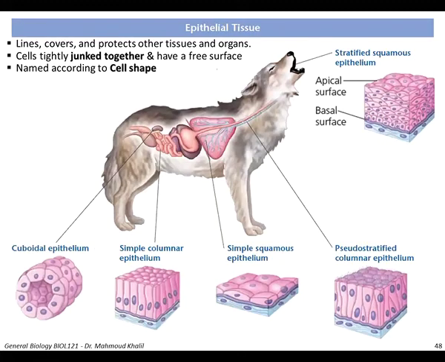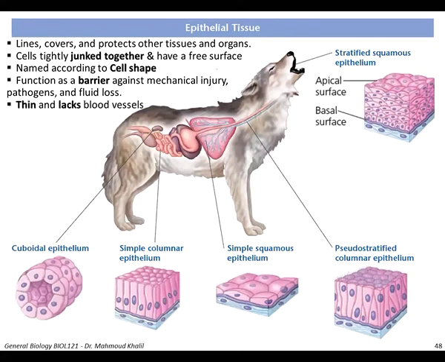So here you can see for the epithelial tissue, the main characteristic is that it lines, covers, and protects other tissues and organs. It is tightly joined together and has a free surface. The different types of epithelial tissue are named according to cell shape. This tissue functions as a barrier against mechanical injury, pathogens, and fluid loss. It is thin, and it is the only tissue that lacks blood vessels.